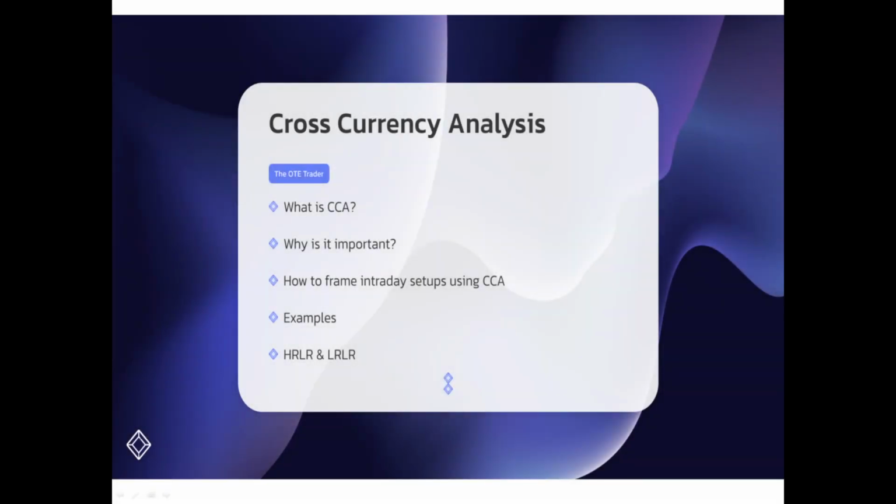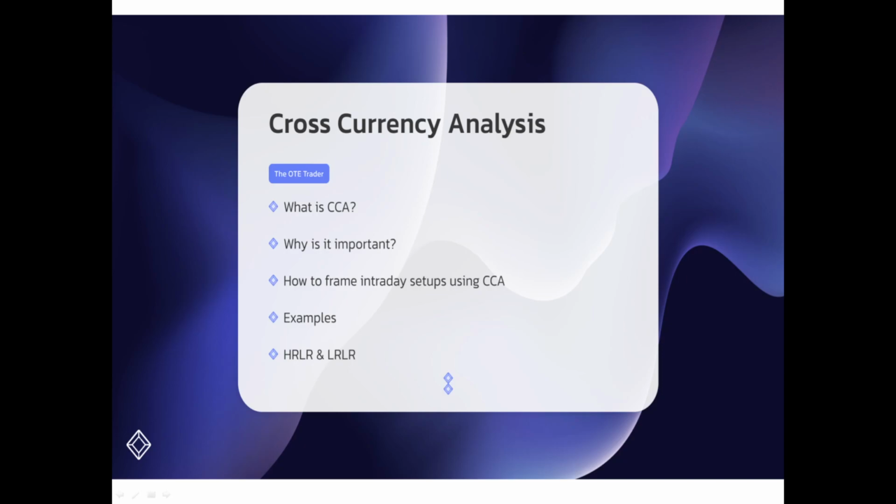In this week's webinar, we're going to talk about cross-currency analysis. This is important in my opinion because we have to know which asset we want to trade. Sometimes an asset class can be high resistance, which means it moves with struggle. So it's not moving to targets easily. Often you see the price action is not clean, a lot of choppy price action.